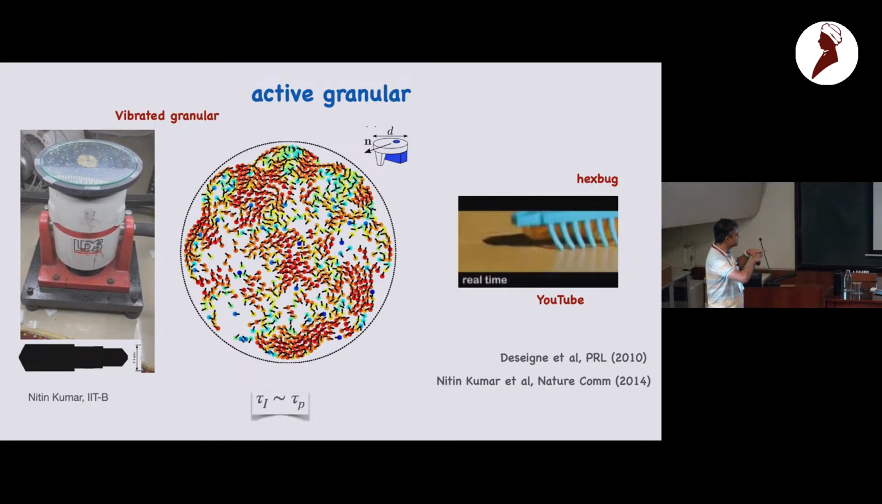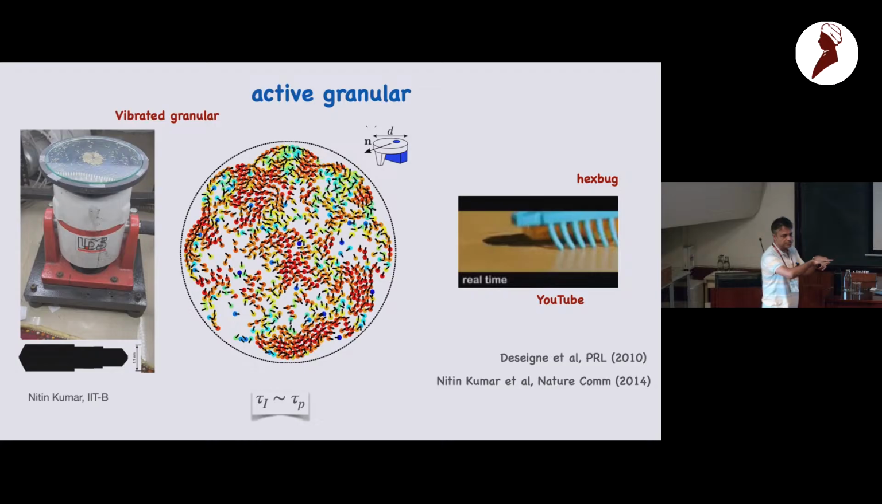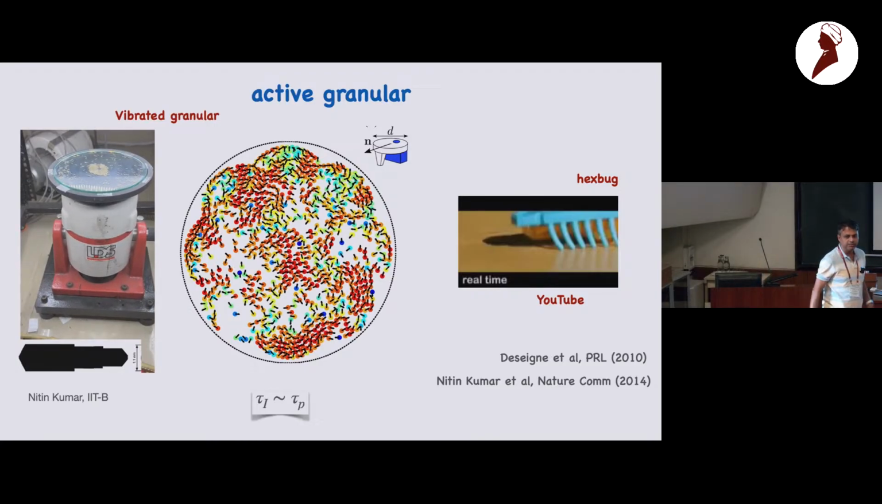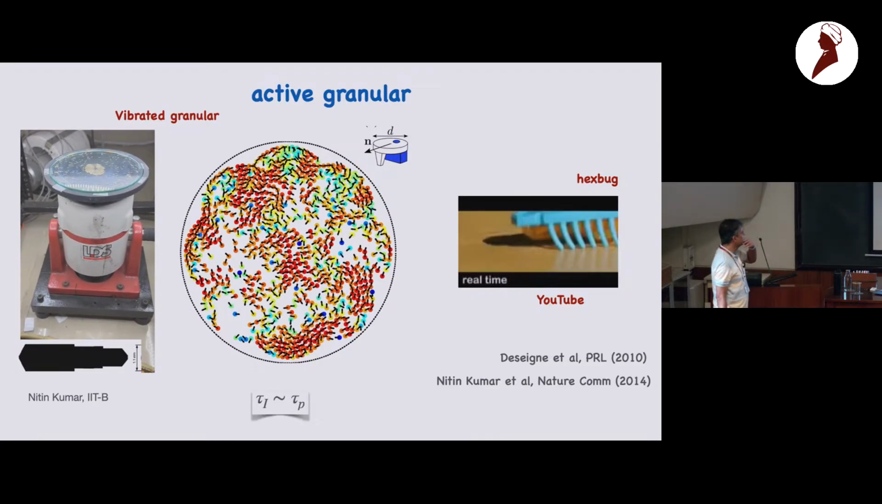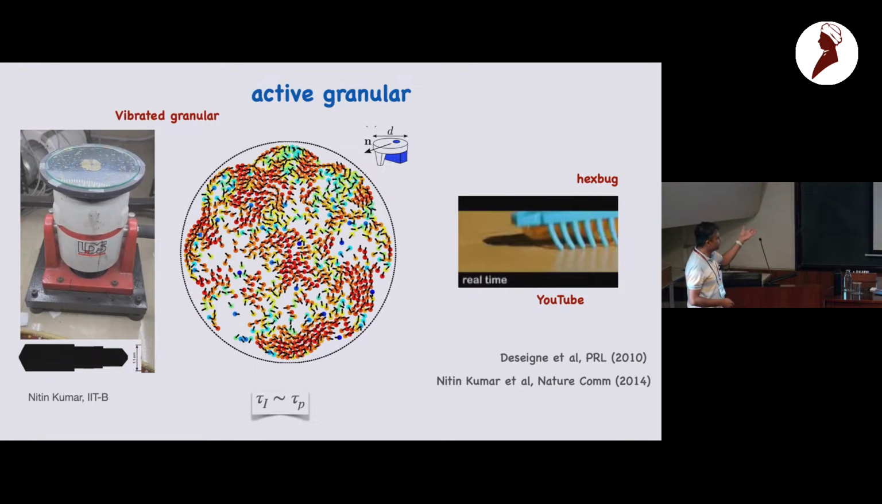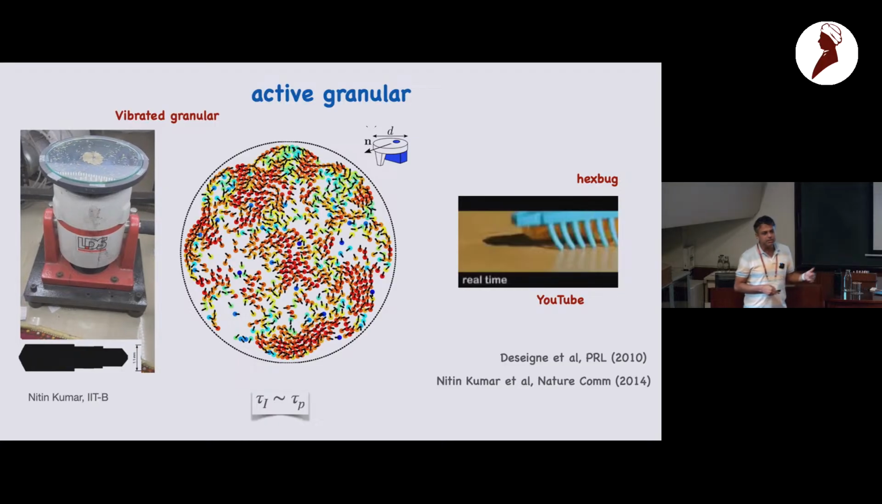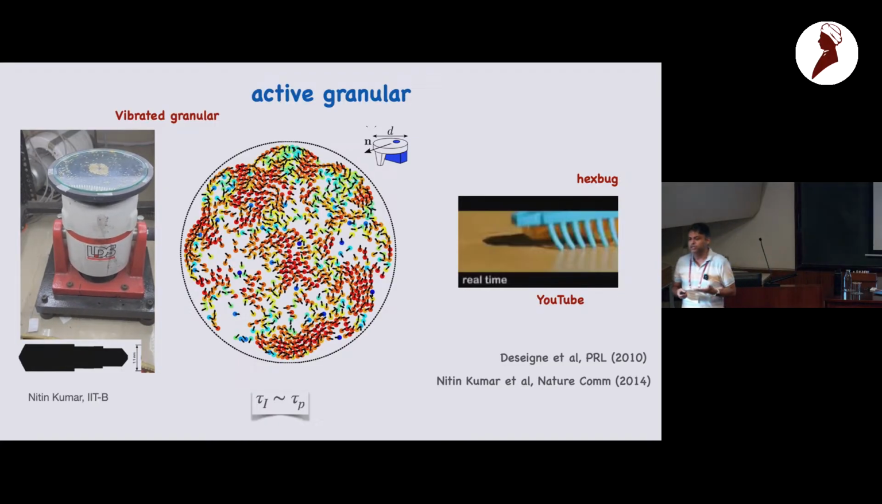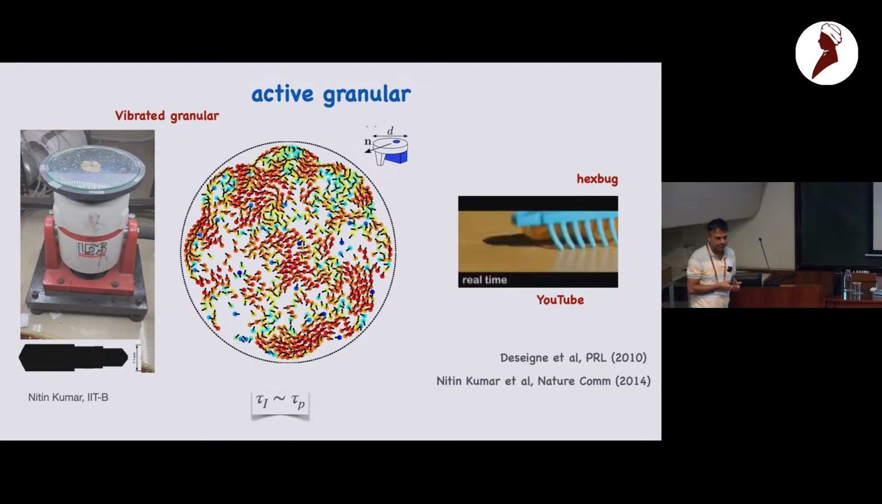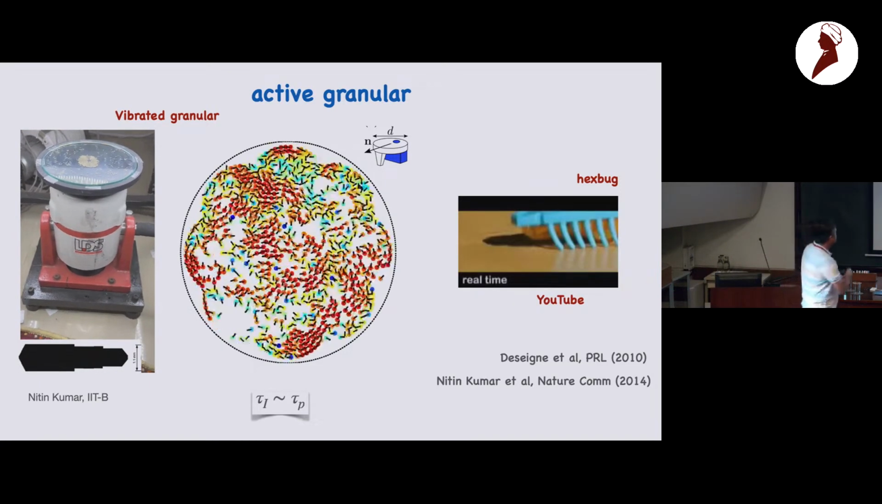And these guys, for example, they are elongated. So if they collide, they will try to align with each other. So there will also be an alignment interaction between them. But an interesting point to note is that in these kinds of systems, the persistence time becomes equivalent to the inertial relaxation time. So this is one example.